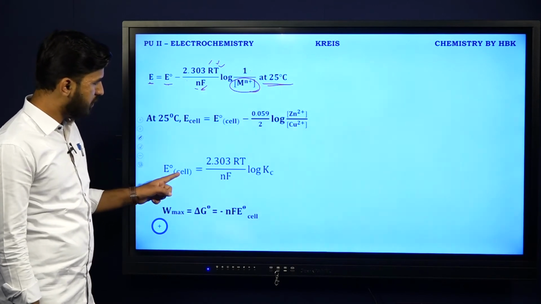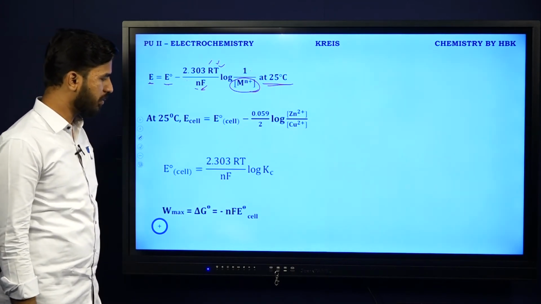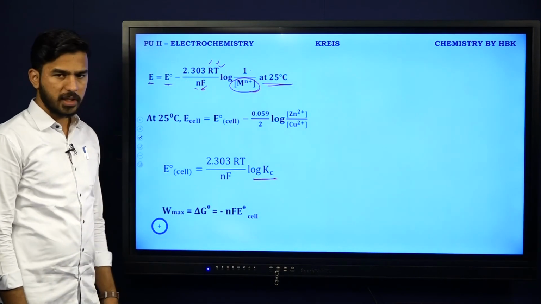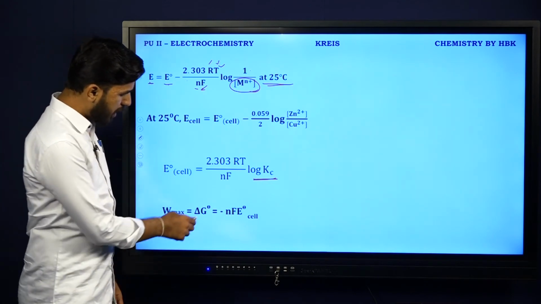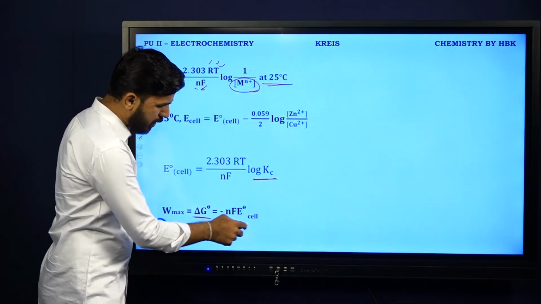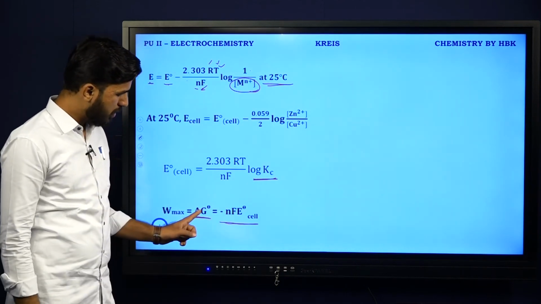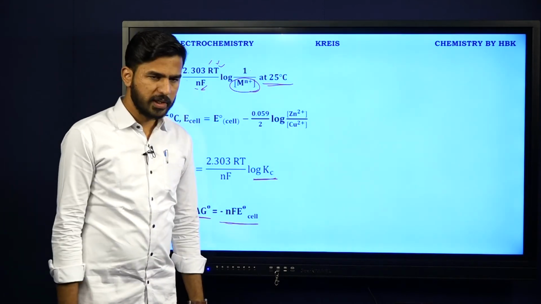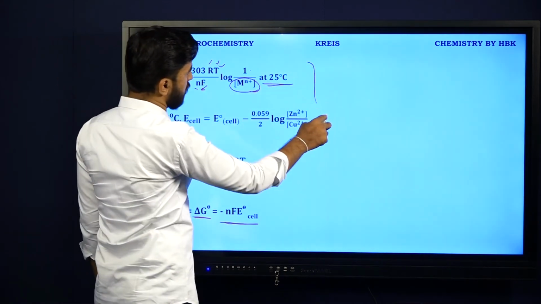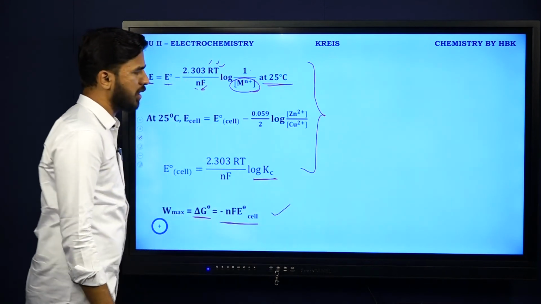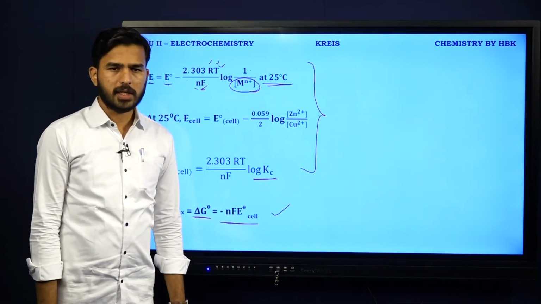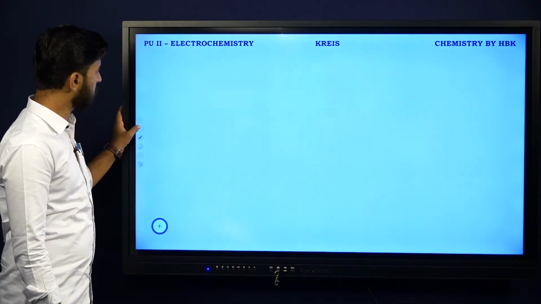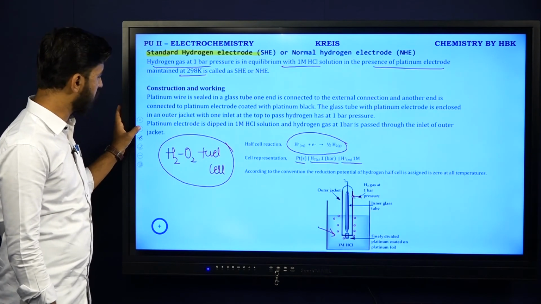Or you can use E naught cell is equal to 2.303 RT by nF into log Kc, the relationship between the equilibrium constant and E naught. And the last one, delta G naught is equal to minus nF E naught, the relation between standard potential and standard free energy. Either EMF or delta G, one of them will come as a 3-mark problem. At least try to write the formula, you will get 1 mark. So this is about electrochemistry, simple definitions.